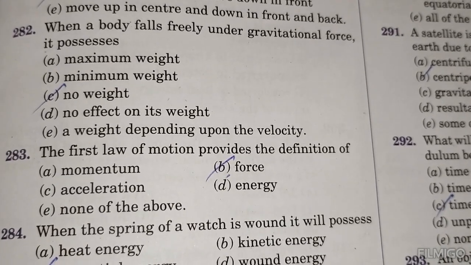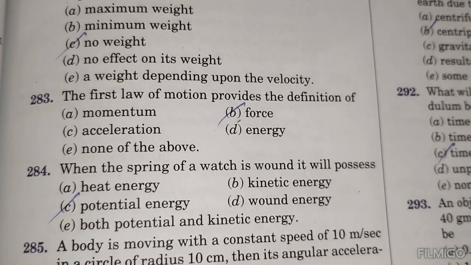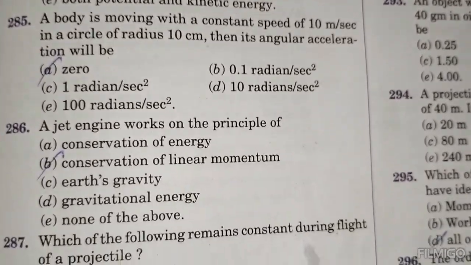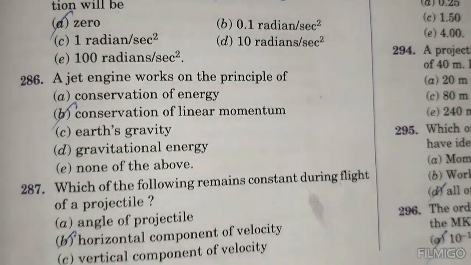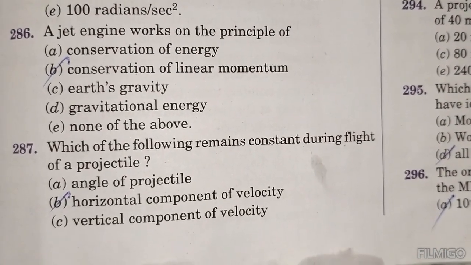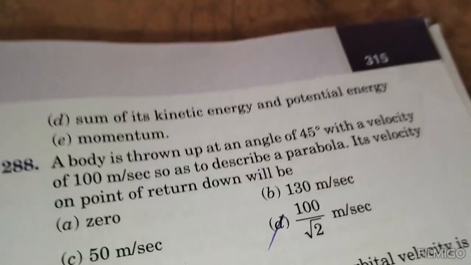The first law of motion provides a definition of force. When the swing is pulled back, it will possess potential energy. A jet engine works on the principle of conservation of linear momentum. Which of the following remains constant during flight of a projectile? The horizontal component of velocity.